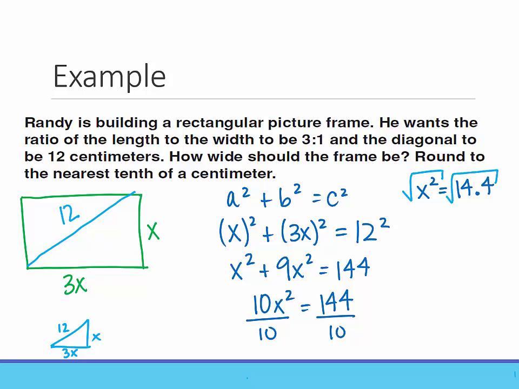Now, if you notice for this one, it asks us to round our answer to the nearest tenth of a centimeter. So they knew that we were going to get a messy decimal like this. If you type in the square root of 14.4 into your calculator, we get 3.8 when we round it. So that is the width of the frame. That's what x equals. Now, if they asked us for the length, we would have to plug it in here. But since they don't, we're done.